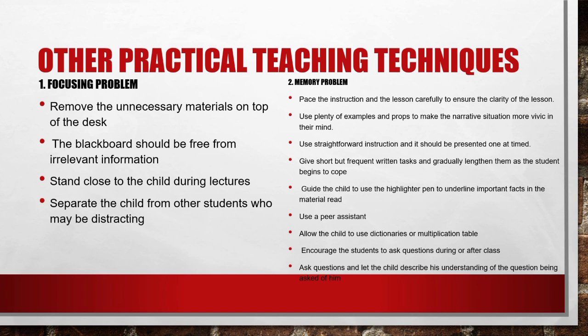So, for other practical techniques, these are the issues. First is focus issues. So, letter A is remove the unnecessary materials on top of the desk. So, it means remove distractions like extra stuff on the desk or the board. Next is letter B. The blackboard should be free from irrelevant information. Letter C is stand close to the child during lectures. And letter D is separate the child from other students who may be distracting. So, that is just stay near them during lessons and sit them away from disruptive students.